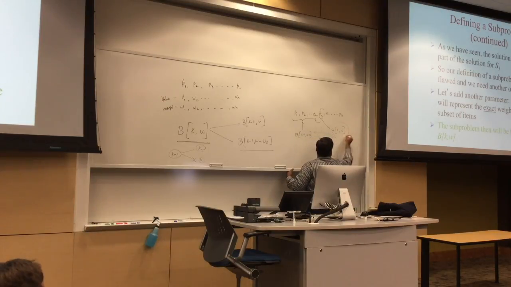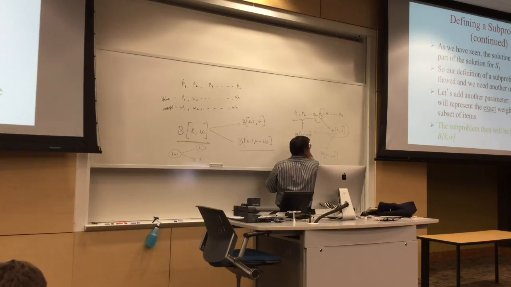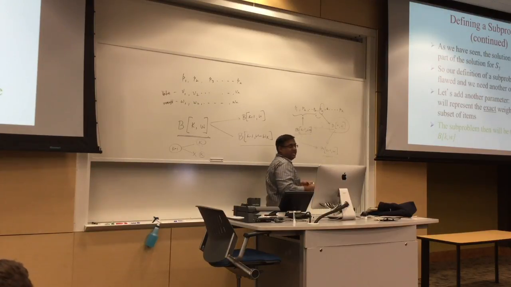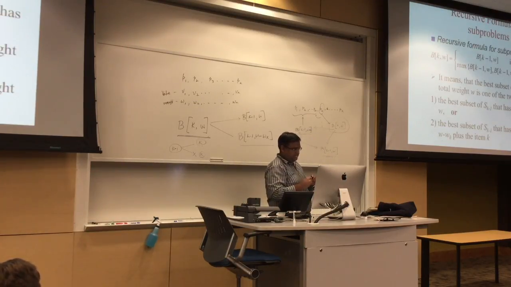See, this value I'm trying to figure out, but I'm writing the recurrence in a reverse order. So this gives me the value if I chose the Kth item, this gives me the value if I did not choose the Kth item. Let me show you this.